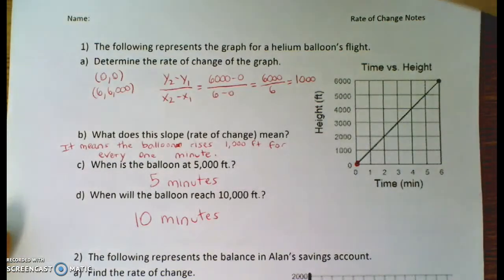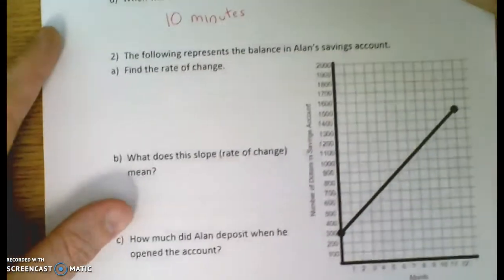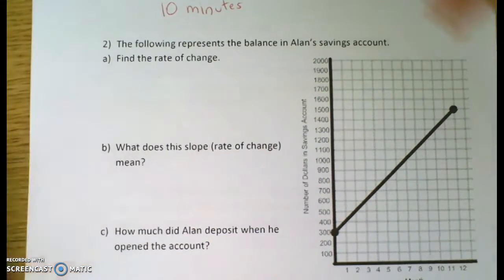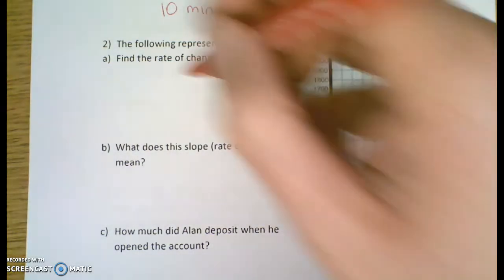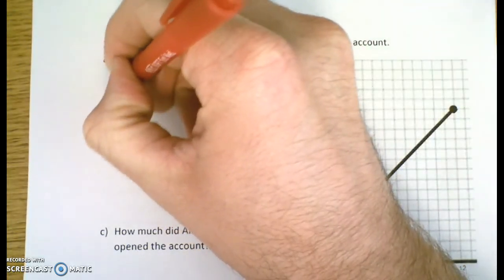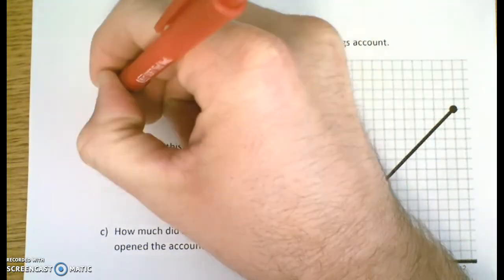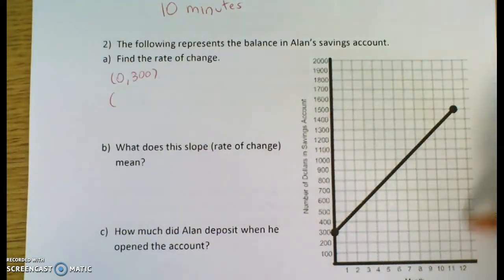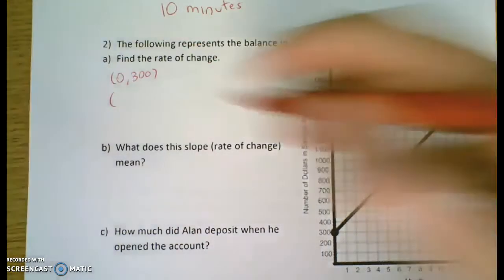Similarly, we can look at another problem involving money. So the following represents the balance in Alan's savings account. Find the rate of change. So when you have your graph, you want to find those 2 points that you can find the slope between. So in this case, the 2 points are (0, 300) and (12, 1,500).